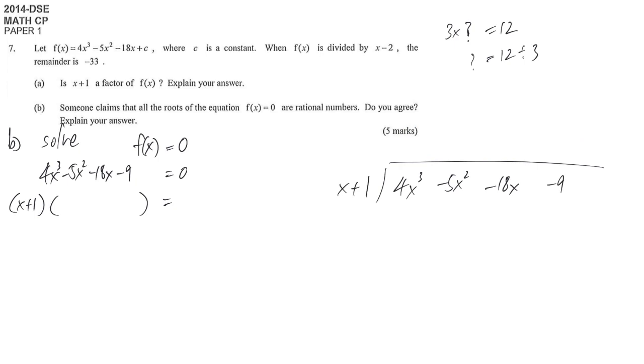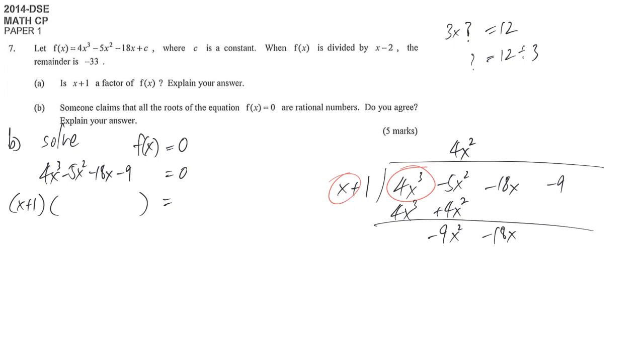To perform this, we just look at the first term, 4x to the power 3 divided by x, so we have 4x squared. And then the second step is 4x squared times the divisor, so we have 4x to the power 3 and positive 4x squared. After that, we subtract this part from the above to calculate the remaining part. Therefore, we have negative 9x squared.